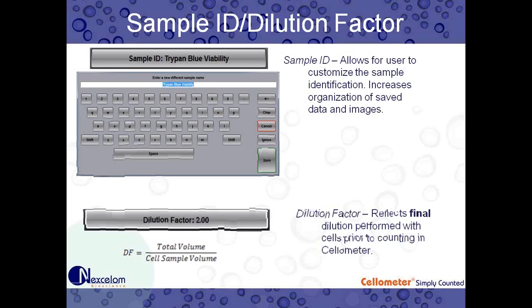And finally, there is an auto-printing feature also found under the settings from the home screen that allows users to automatically print the results template after each count. So that concludes the basic tutorial of the Auto 1000 and the Trypan blue viability assay.